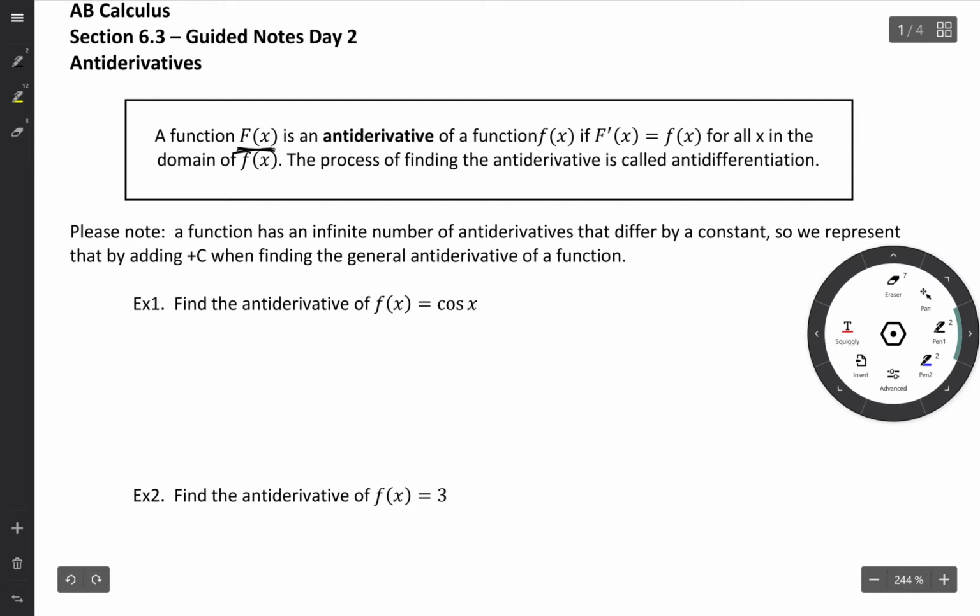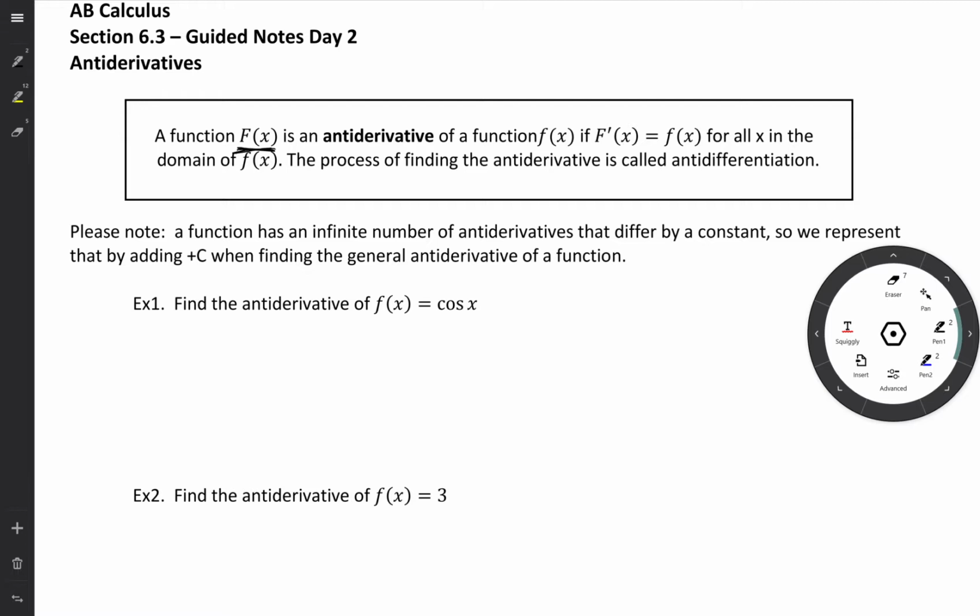The process of finding the antiderivative is called antidifferentiation. Please note a function has an infinite number of antiderivatives that differ by a constant. So we represent that by adding plus c when finding the general antiderivative of a function.